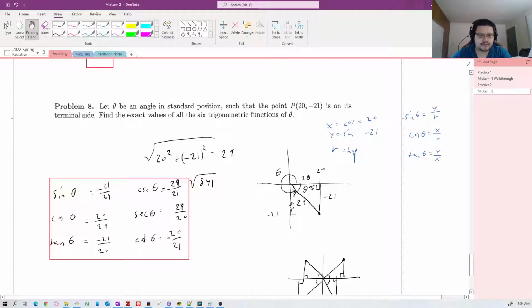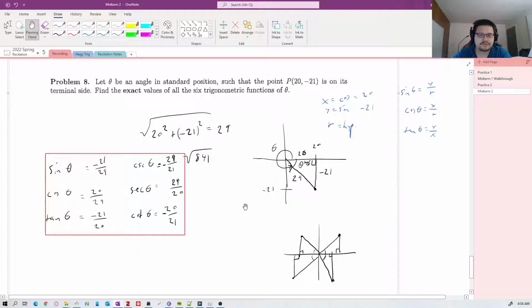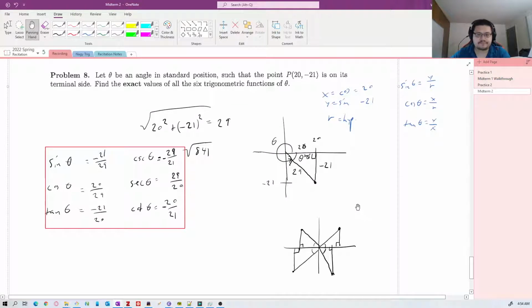And then number 8. With this one, we have a point 20 comma negative 21. So we draw that point. And then we want to compute all 6 trig functions for this angle theta. Okay, so what have I done here?